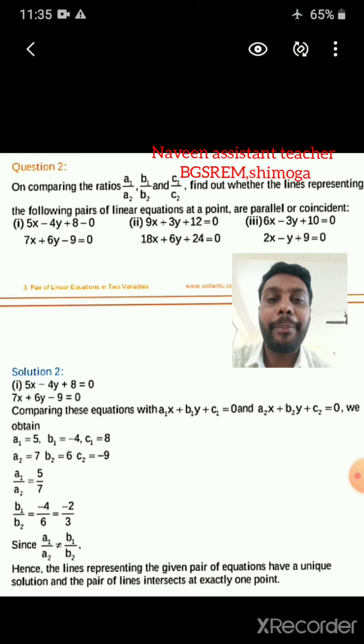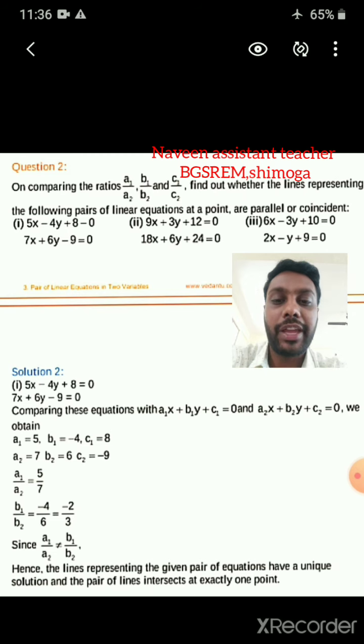By comparing those two equations with the general form, a1x + b1y + c1 = 0 and a2x + b2y + c2 = 0, we get a1 = 5, b1 = -4, c1 = 8, and a2 = 7, b2 = 6, c2 = -9, by comparing the given equations to the general form of linear equations.